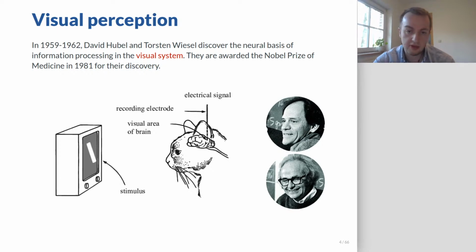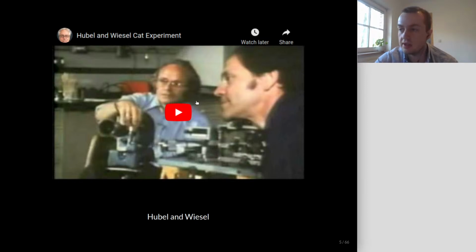And what they discovered was some kind of patterns. The electrical signal that they recorded was changing depending on the kind of stimulus they were showing to the cat. And from these observations, they proposed a model that would explain how the visual system is actually organized. And this is what we'll see today. So I will start with this video that shows their experiment and, this is quite funny, how they actually started, the hints that led them to their discovery.